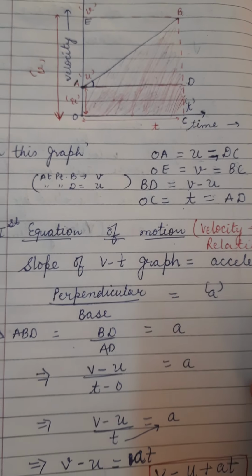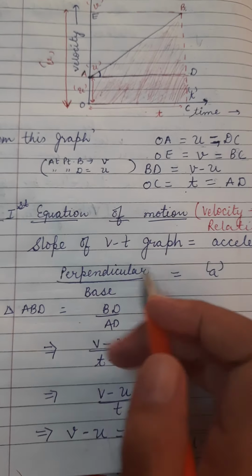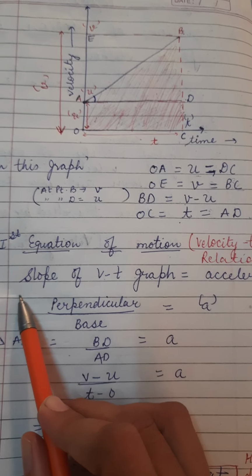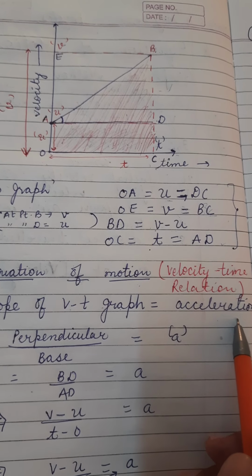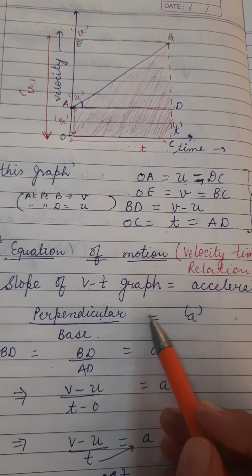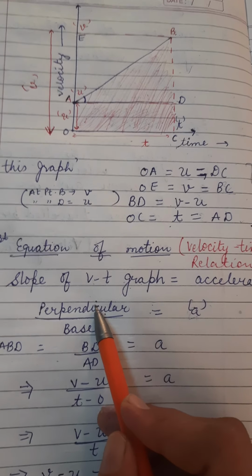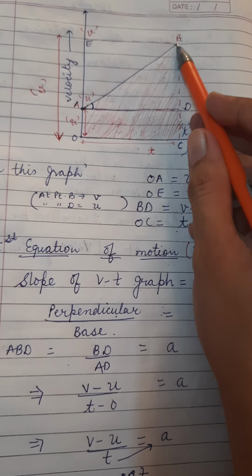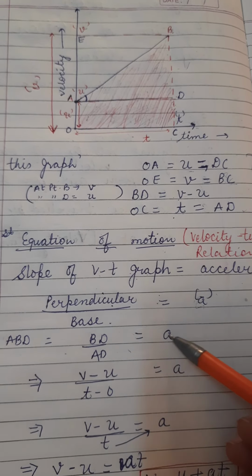And for the first equation of motion, that is the velocity time relation, you have to calculate only the slope of the velocity time graph. As we have already discussed, the slope of the v-t graph will give you the value of acceleration, and slope has the formula perpendicular upon base is equal to a. In this triangle ABD, perpendicular is BD and base is AD. BD upon AD is equal to a.